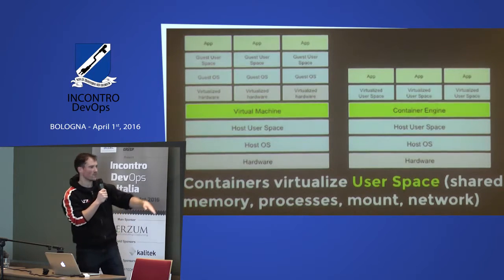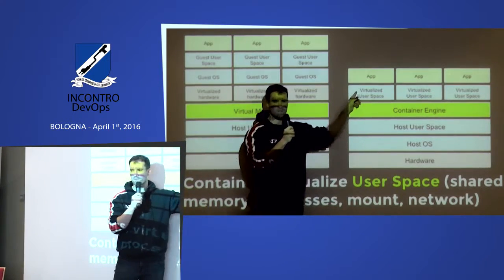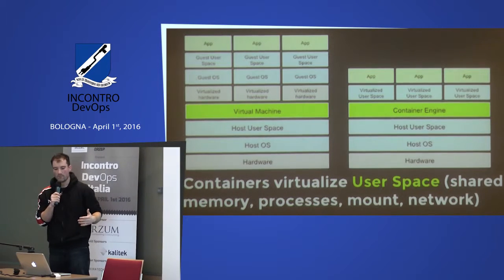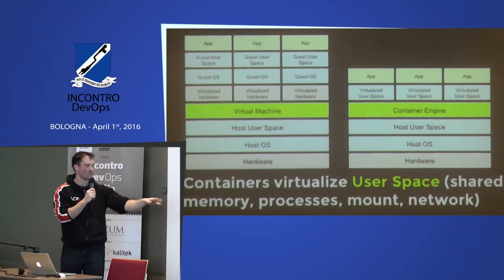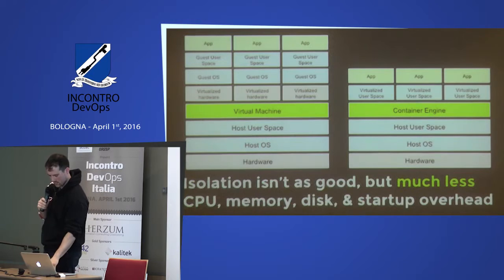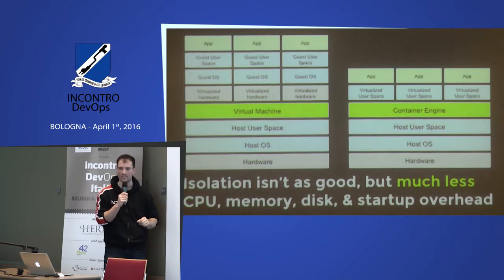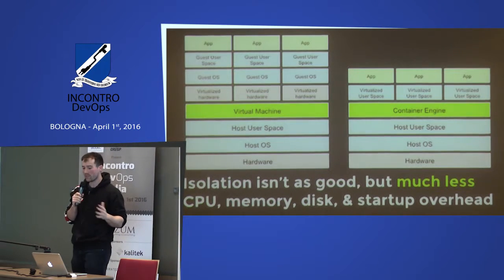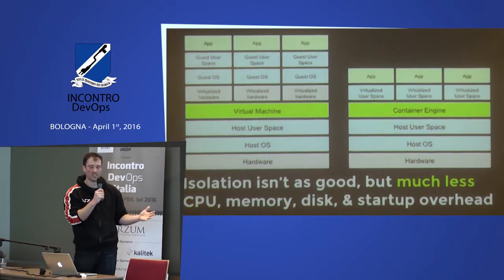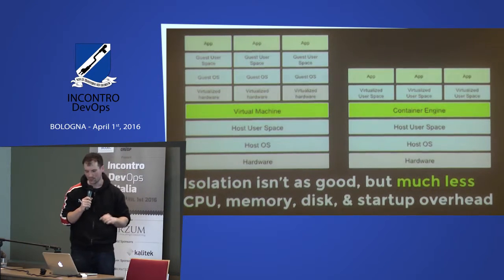The idea behind Docker, the bottom part's the same, but the difference is instead of virtualizing the hardware, we just virtualize user space. And so the apps run on the host operating system, but they can't really see it because the user space, basically the shared memory, the processes, the mount points, network, are all completely isolated. And so you still get isolation, not quite as good as virtual machines, so I wouldn't use this if you have security requirements, like running someone else's code. But you get very good isolation. It's great for running your own apps and things like microservices. And you get it with basically no CPU, memory, or disk usage overhead, or very, very minimal. And the startup time is incredibly small.